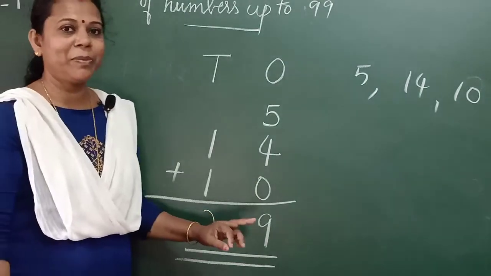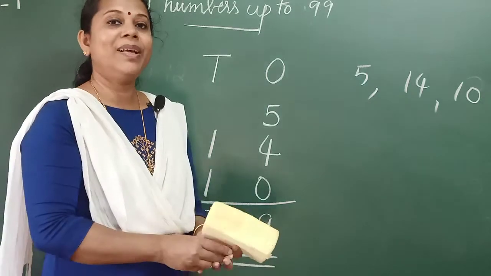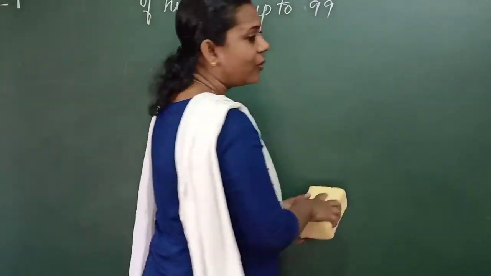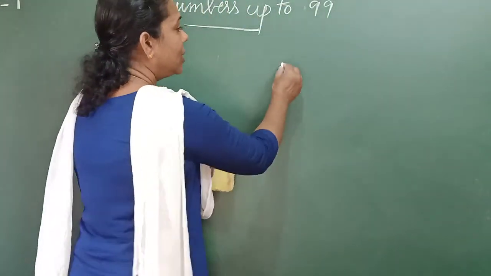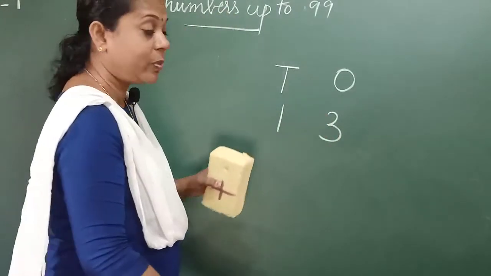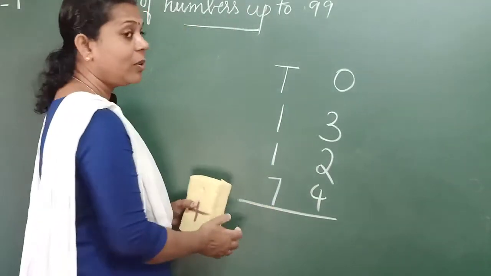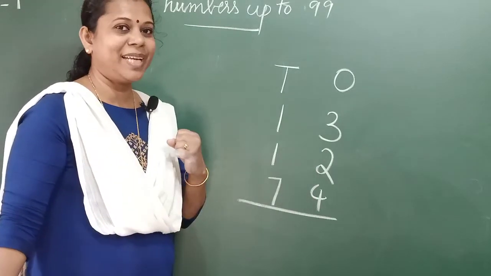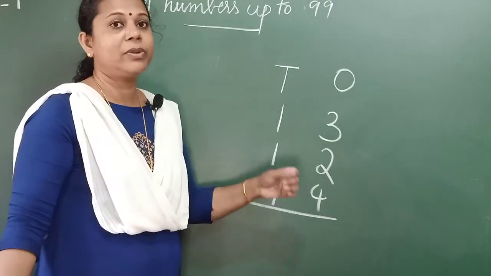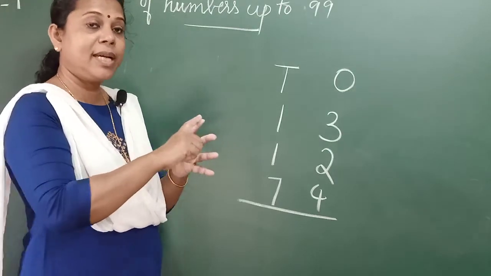Let us do one more problem. Easy. 13, 12 and 74. Here, 13 has two digits, tens place, ones place. And then we have 12 and 74. Okay, so 3 plus 2, 3 in mind, 2 in finger, 4, 5. Then plus 4, 5 in mind, 4 in finger, 5, after that 6, 7, 8, 9.